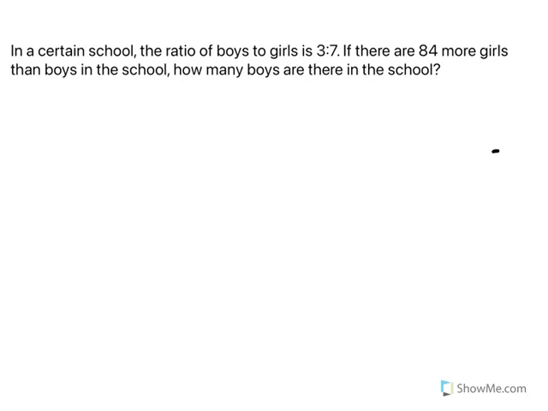In a certain school, the ratio of boys to girls is 3 to 7. If there are 84 more girls than boys in the school, how many boys are there in the school?